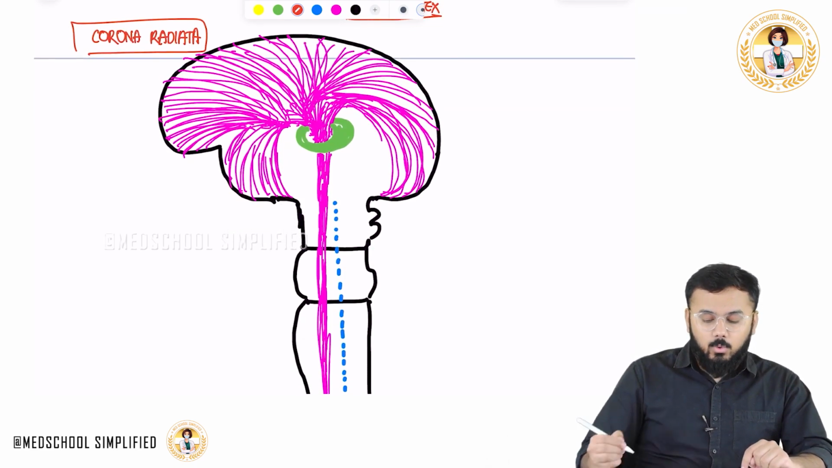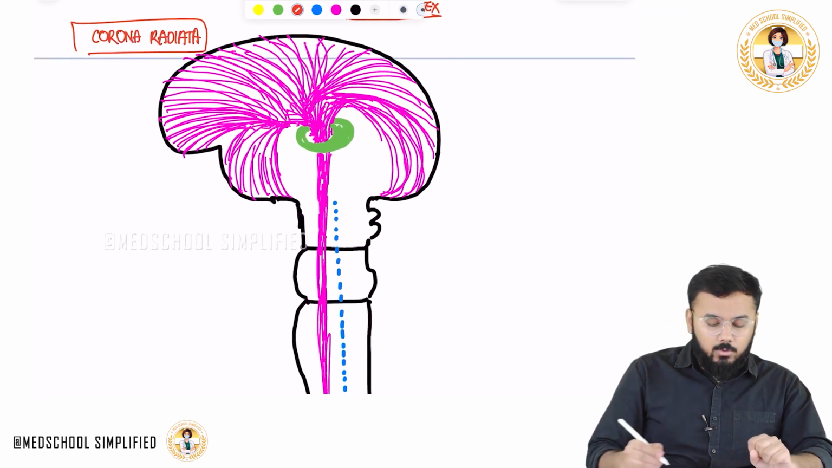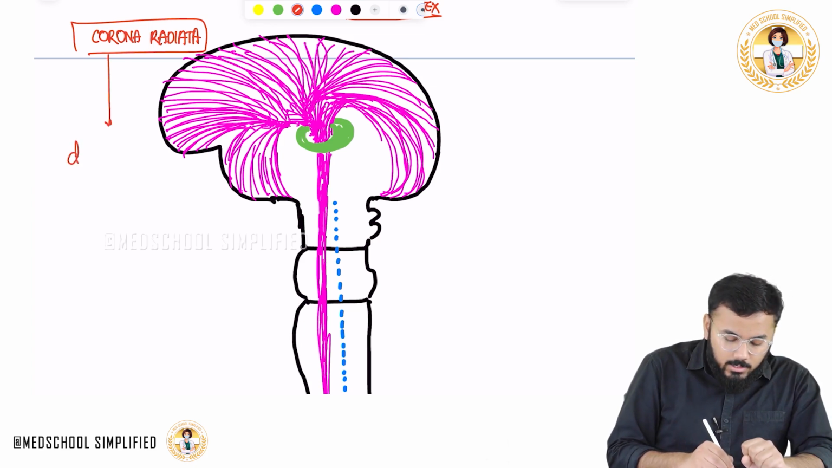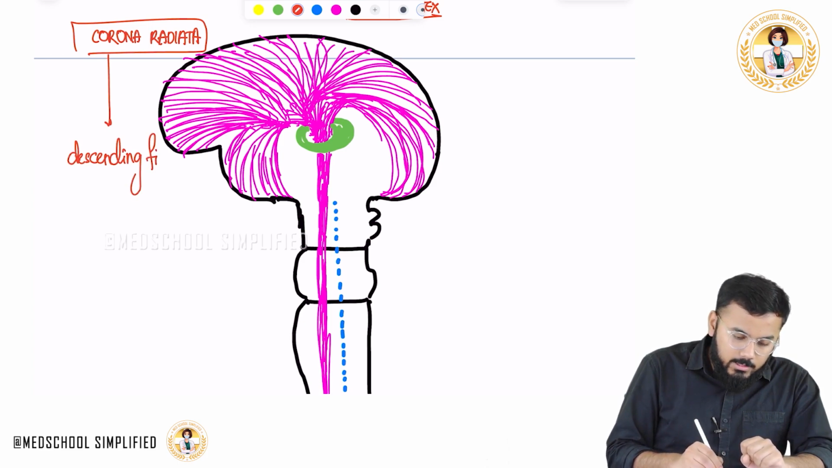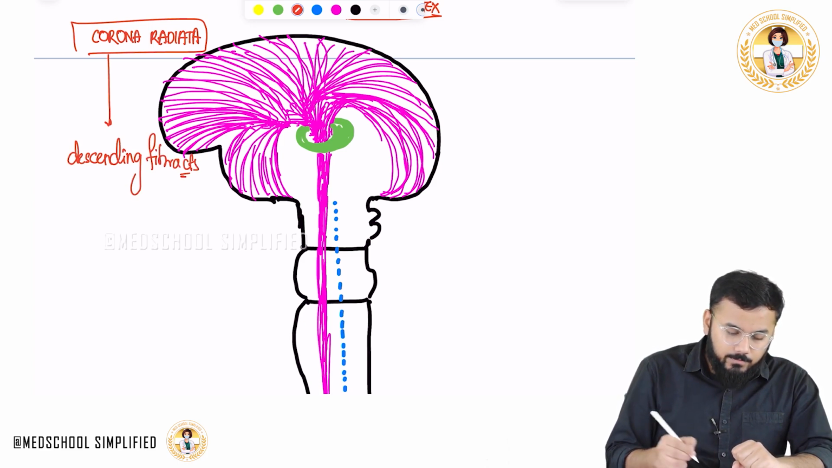This type of appearance of fibers which are fanning in is called corona radiata. So all these fibers are going down. As all these fibers are going down, these fibers over here are called descending fibers. These are called descending fibers. Okay.